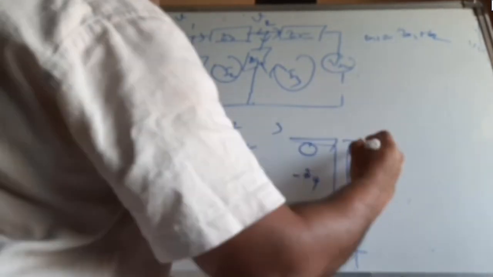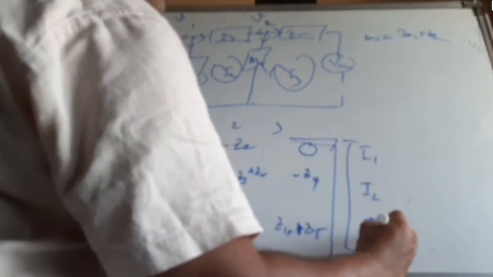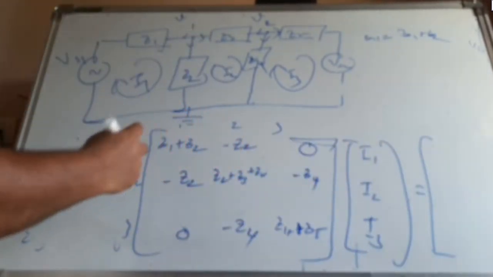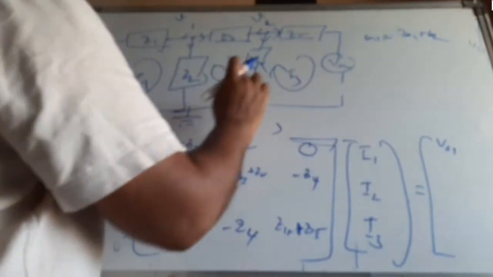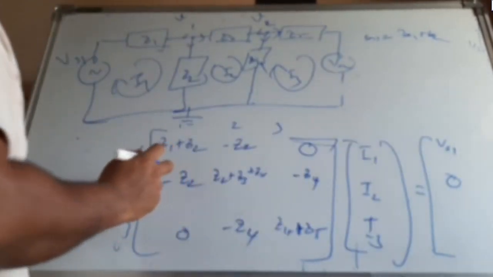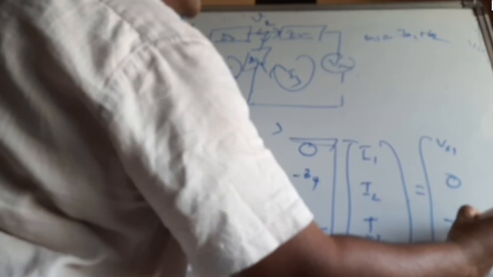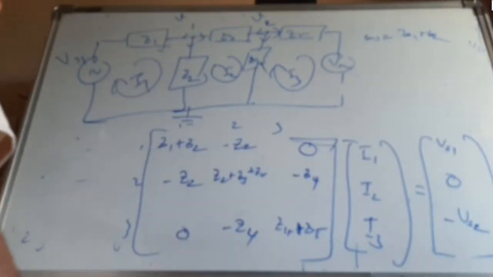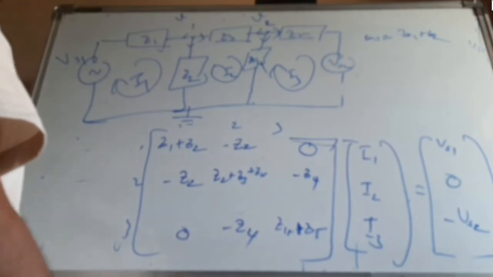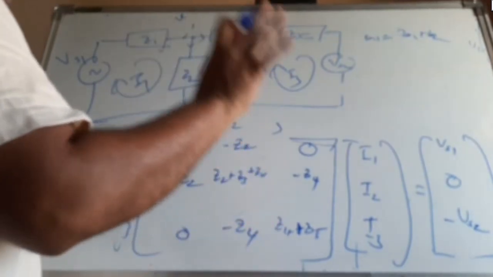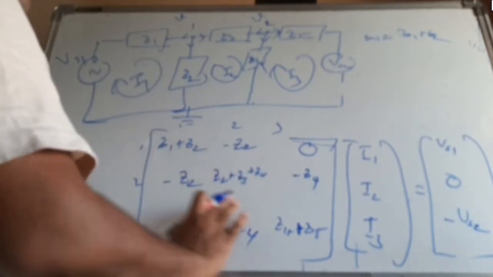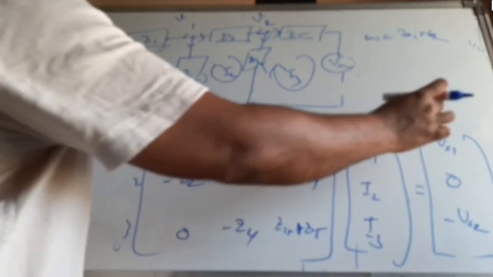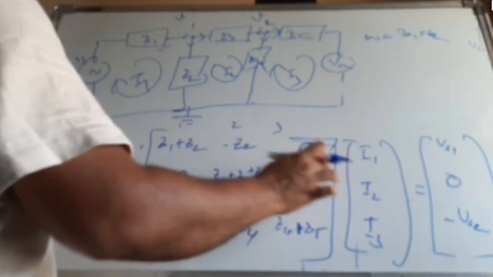What about the voltage matrix? Here the current flows from bottom to top, so it is positive. Here there is no voltage source, so it is 0. Here it is minus, because it is opposite. This is how you form the matrix for mesh analysis. Once the matrix is formed, substitute the values of Z, substitute the V values, and find the currents.